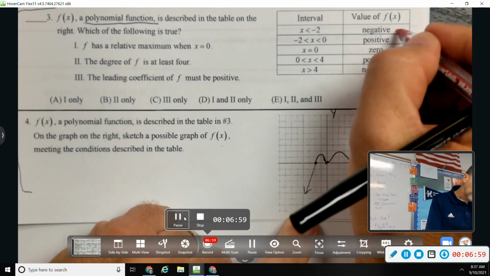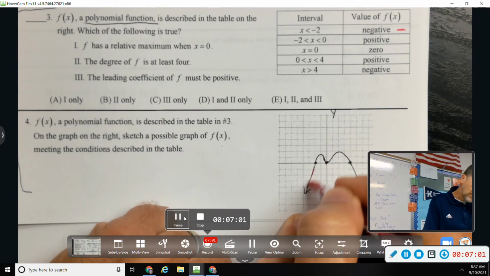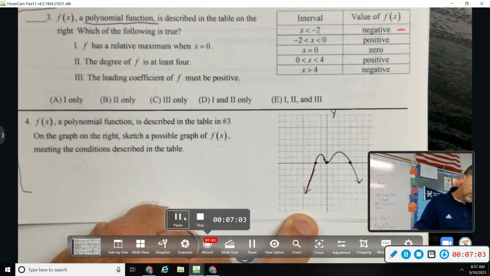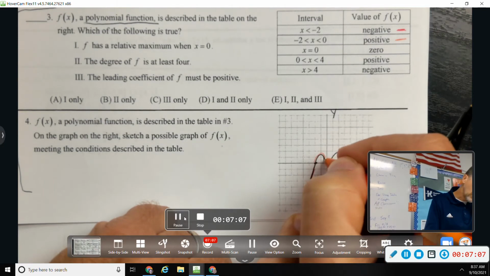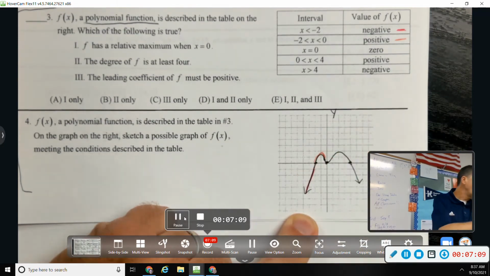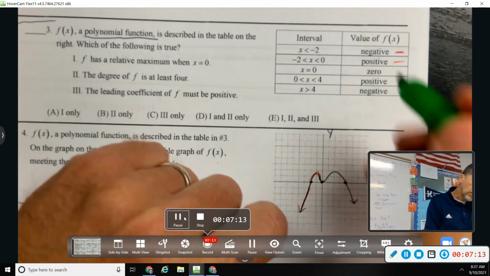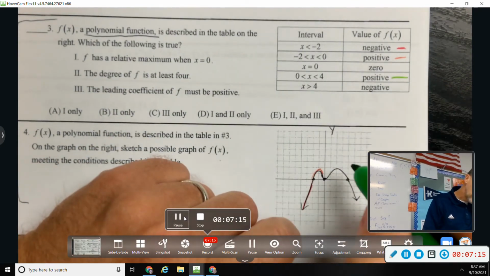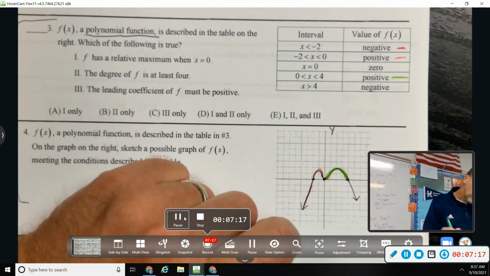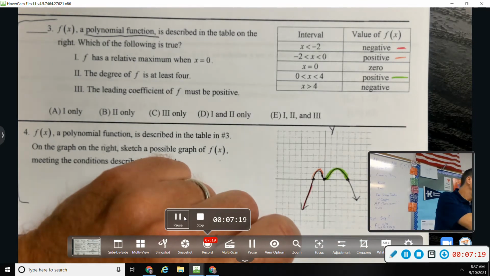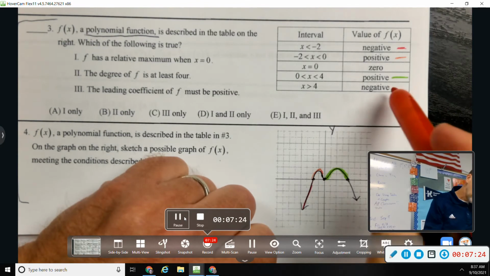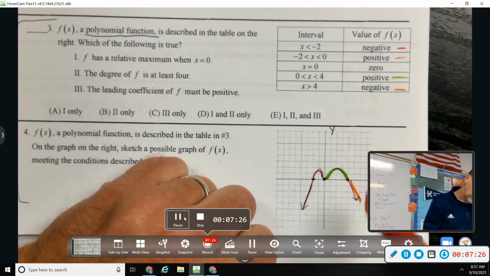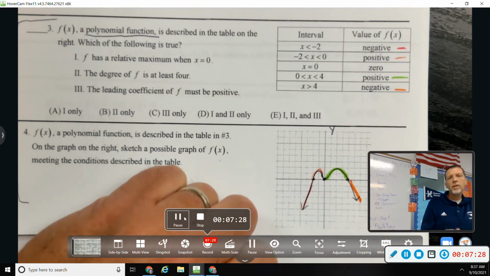And again, I go back and check that. So we're negative right there. We're positive between negative 2 and 0. And we're positive again from 0 to 4. And then we're negative after that. Overkill with the colors, but it helps us see.